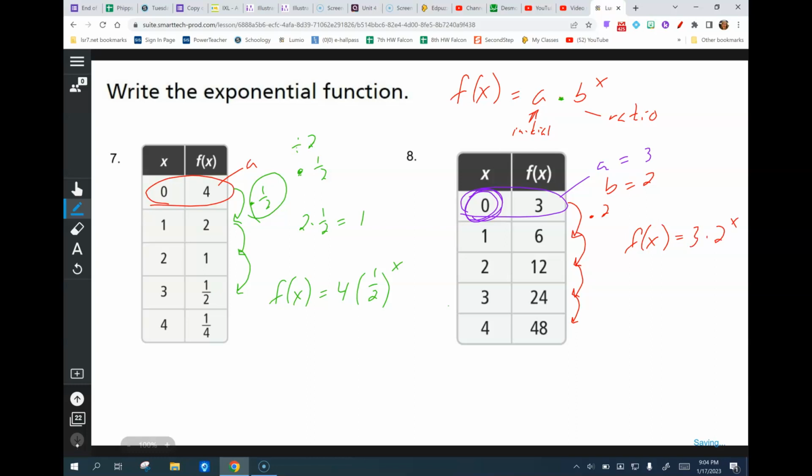Okay, good. And that's it. That's all there is to this lesson. So not so bad. We're now done.